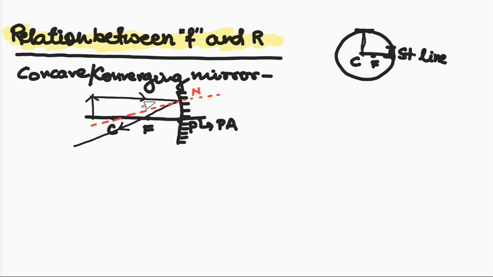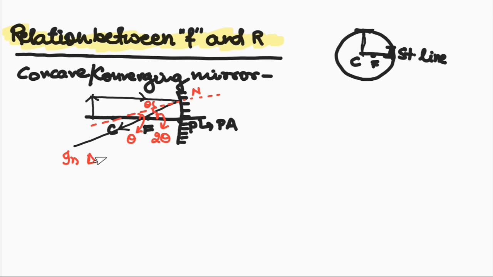Now students, we know that the angle of incidence is equal to the angle of reflection, and if this angle is theta, therefore this angle will also be equal to theta, and this angle will also be equal to theta from alternate interior angles. Now theta plus theta is 2 theta, therefore this angle will be equal to 2 theta.